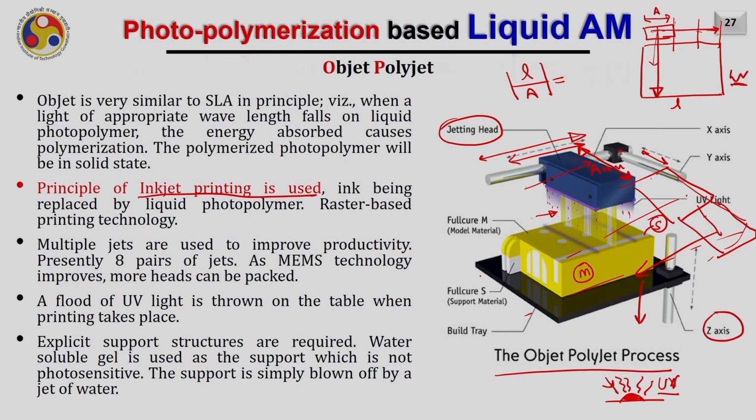We have a very good advantage here of utilizing the explicit support. This support can be of any desired material. Unlike in the wet photopolymerization processes we discussed so far, here, being a different type of support structure, we can give appropriate properties to them so that they can be removed easily. What Objet uses, the company usually uses a material which is easily washable just by a water jet.